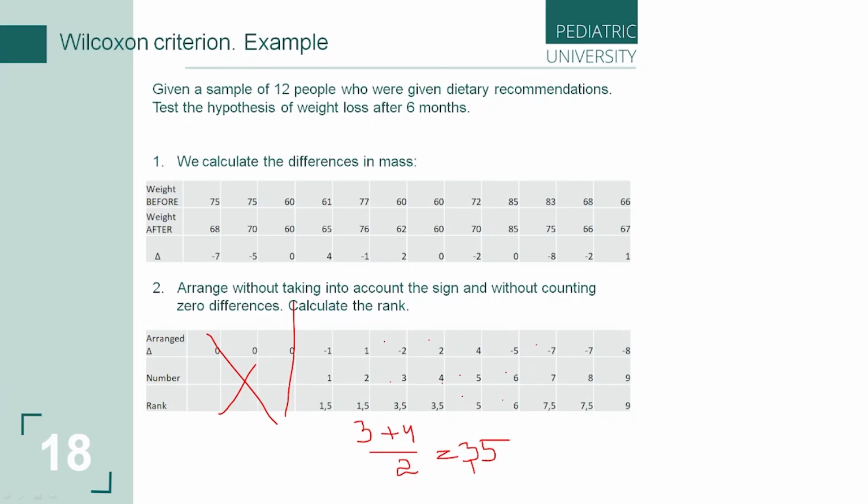After that, again, the same numbers, 7 and 7, with ordinal numbers 7 and 8. Again, the rank is the average value between the ordinal numbers. So 7 plus 8 divided by 2 will be 7.5, the same rank for these values. And the last value, 8, has rank 9 because its ordinal number is 9. We have ranked these values.